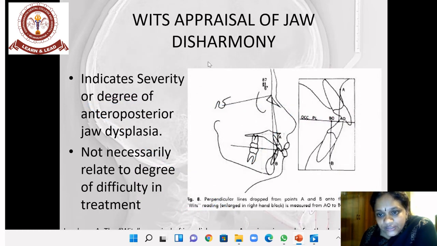Coming to WITS appraisal, you have to draw the occlusal plane and drop 2 perpendicular lines, one from A point, that is AO, and one perpendicular line from B, that is BO. The difference between AO and BO will give you the skeletal relationship of maxilla and mandible. If BO is behind AO, it is a class 2 skeletal base, or if BO is ahead of AO, it is a class 3 skeletal base. Sometimes, in case of bimaxillary protrusion, AO and BO will coincide, and in case of class 1 skeletal relationship also, AO and BO will be coinciding.